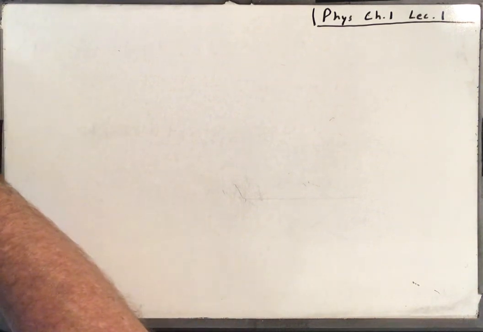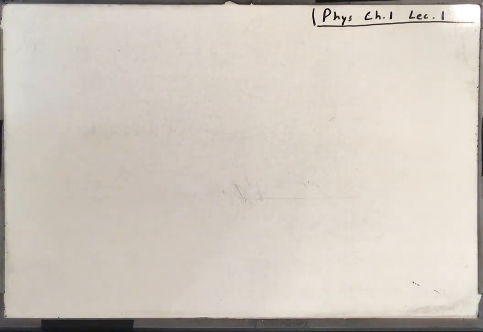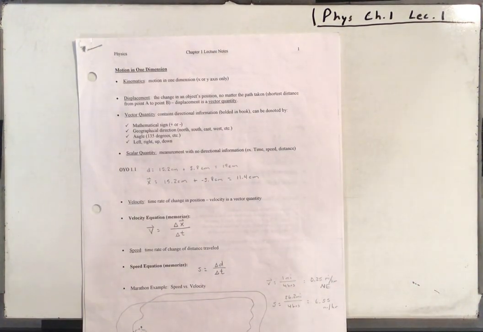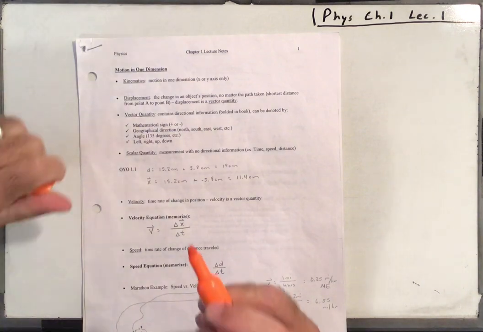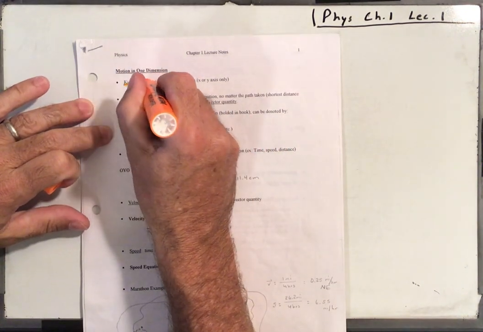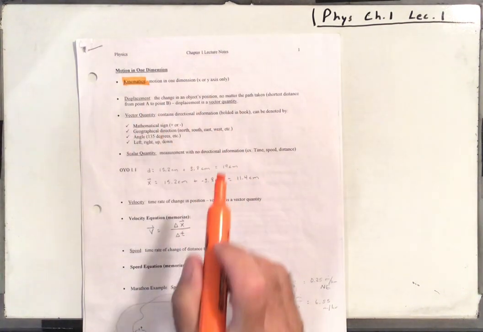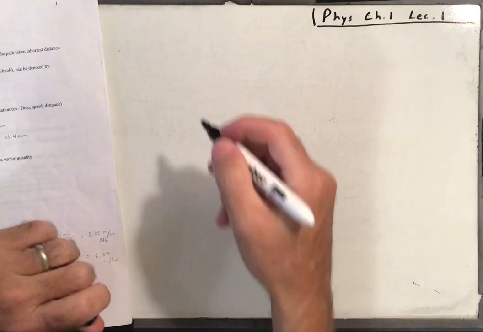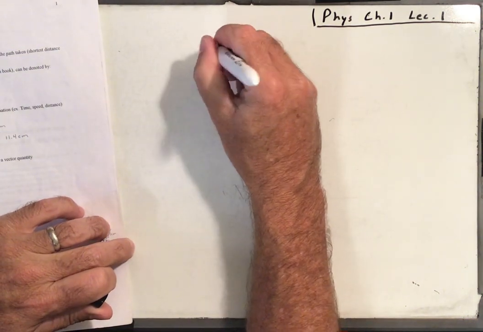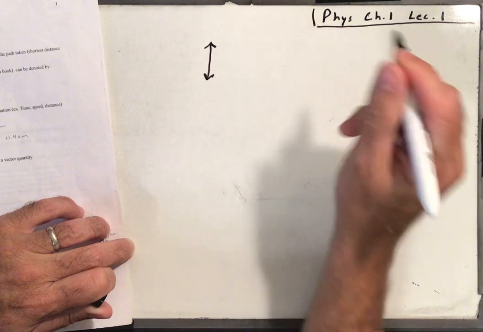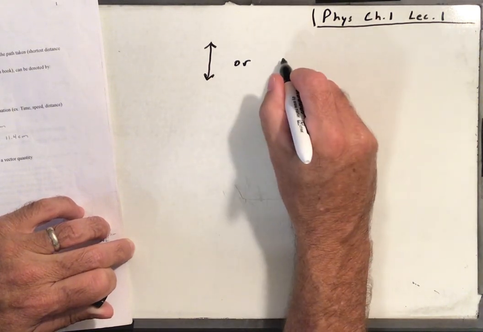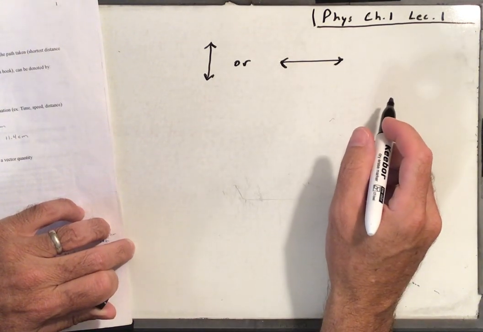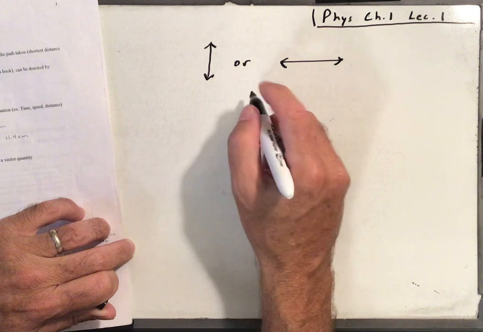All right, so with Chapter 1, we're just starting with the most basics of motion. So, kinematics is motion in one dimension. So that's motion that's just up and down, so the y-axis, or motion that is left and right, the x-axis. That's all kinematics is.